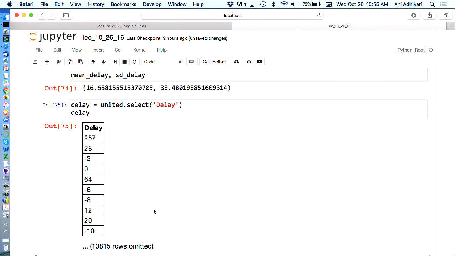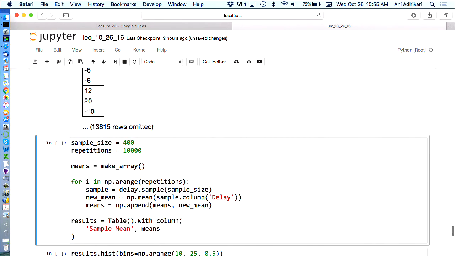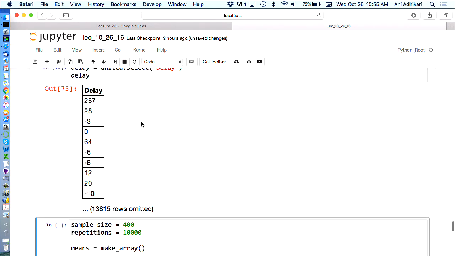I've just reduced the table to one column. So, 13,825 flights, from which we are going to sample 400 and take the sample mean. I want you to be really clear what we're doing here. We have a population of approximately 14,000. We are going to sample 400 times at random with replacement.